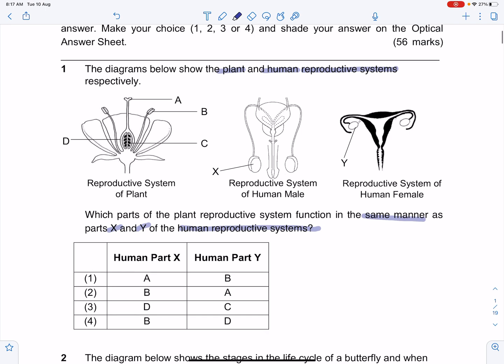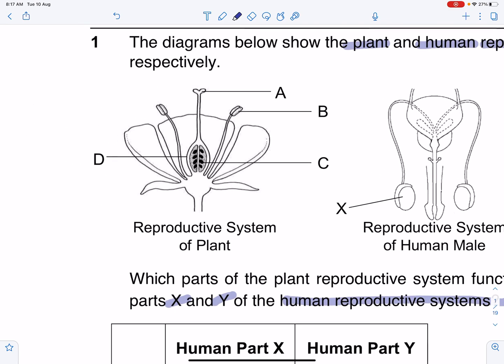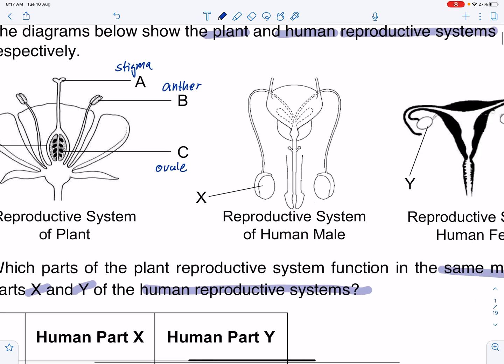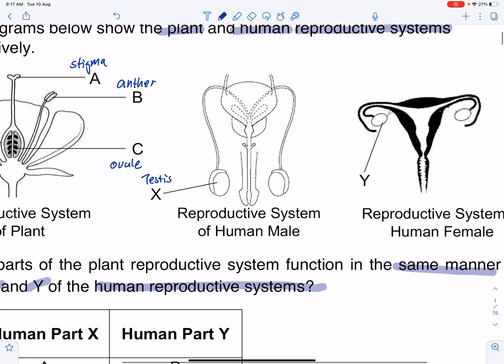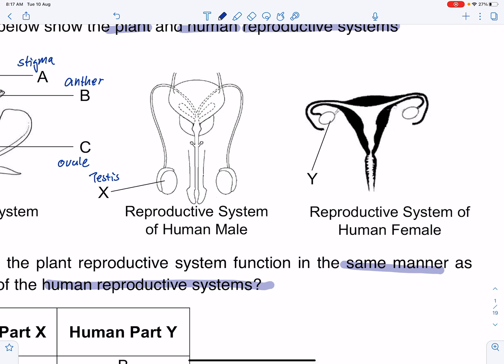So right off the top, let's do some identification first. D over here is the ovary, C is the ovule, B is the anther, and A is the stigma for your plant. Moving over to your male reproductive system, this is actually your testis. And for your female, this will be your ovary.